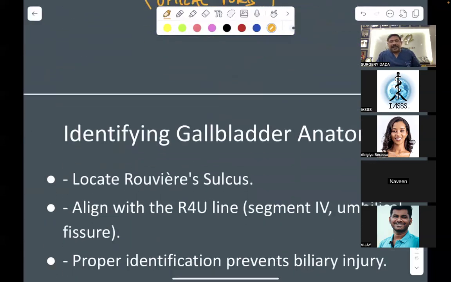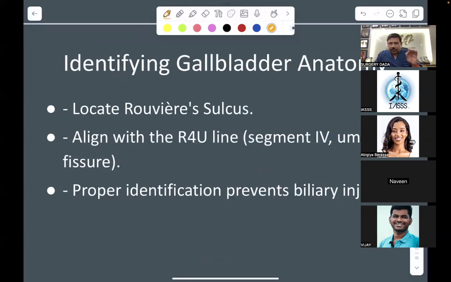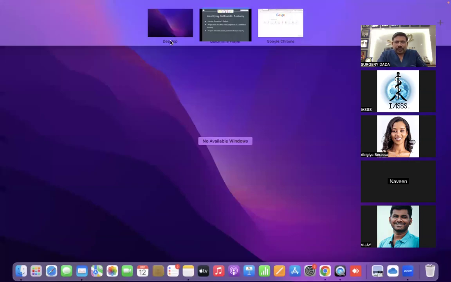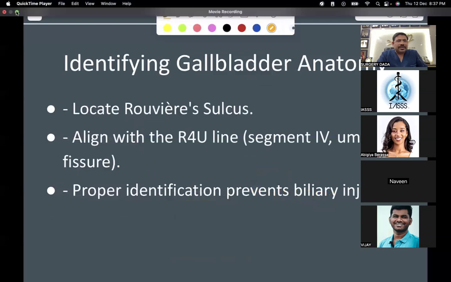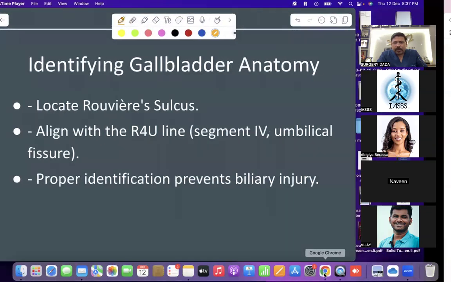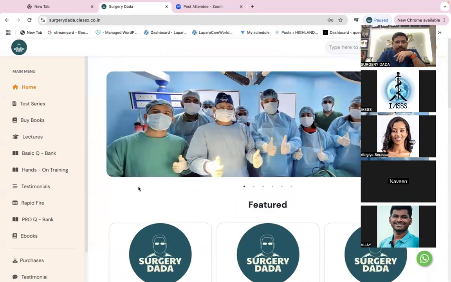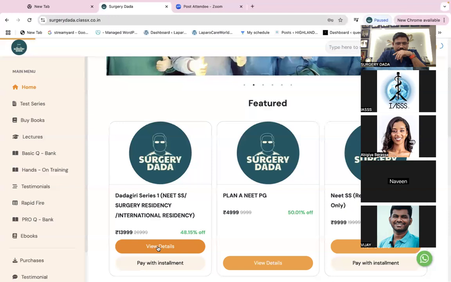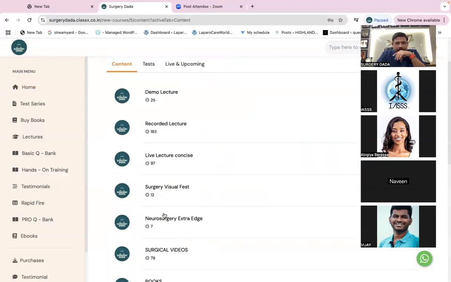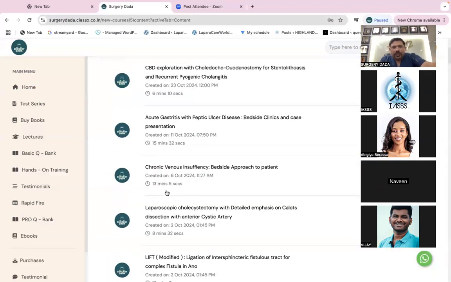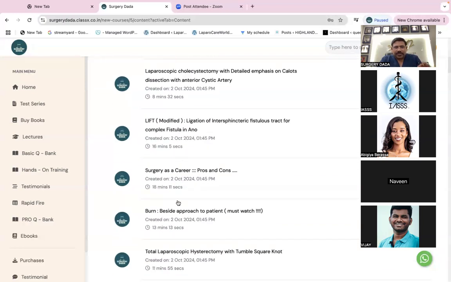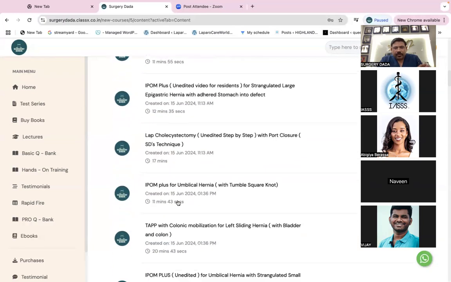The next is, let us understand what the Rouviere sulcus is all about. So from here, I will show you something about the concept of laparoscopic surgery. I will take you to one of my videos and I'll try to show this to you. I hope my screen is visible. Just a minute. I'll open another window and I'll take you to the video section of my app. So let us go to this residency section. There are surgical videos. I'll take you to the access technique first. This is very important.